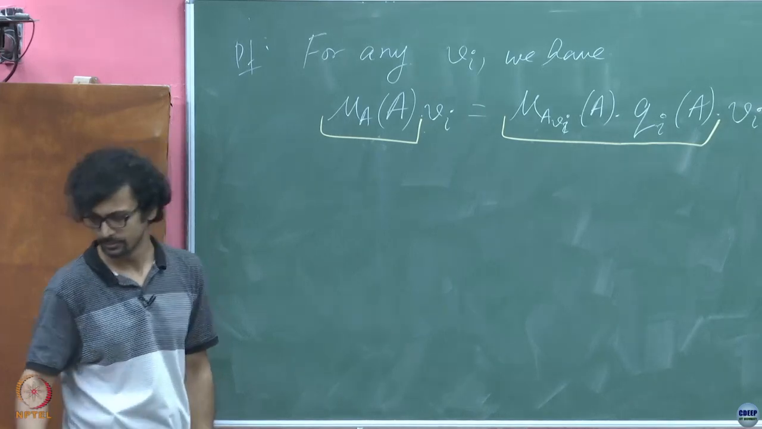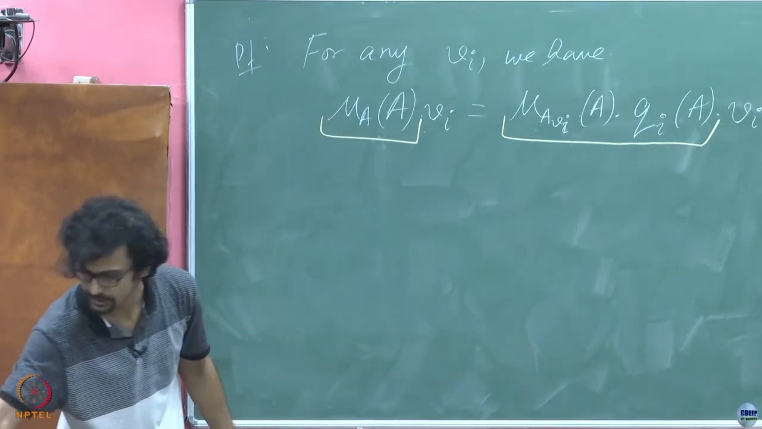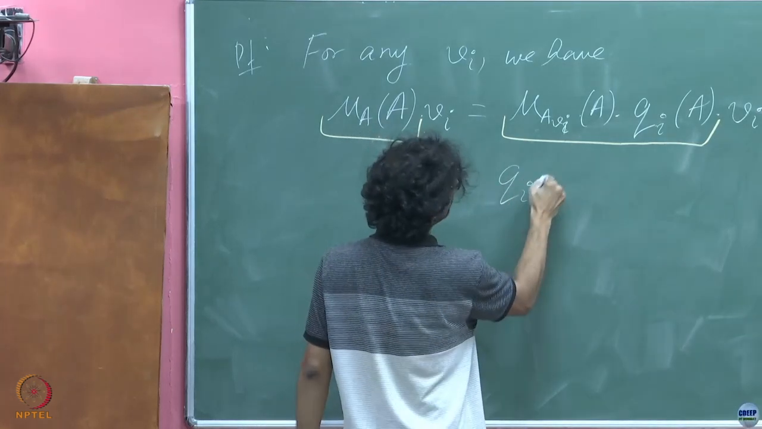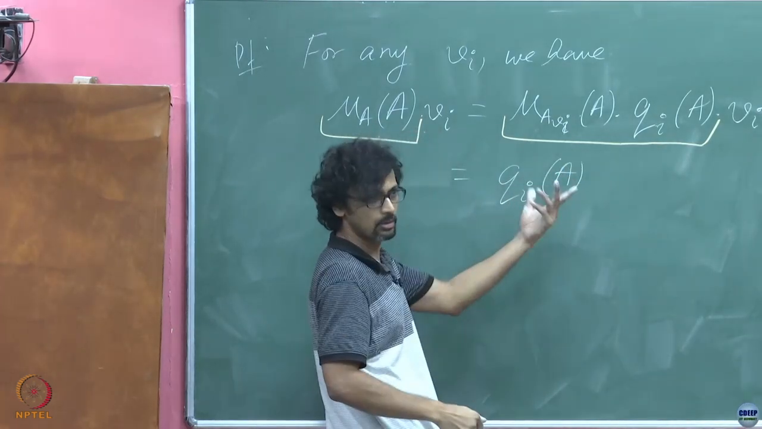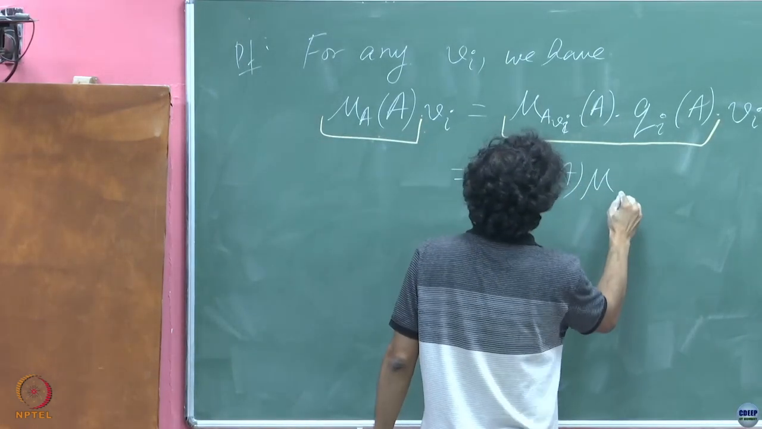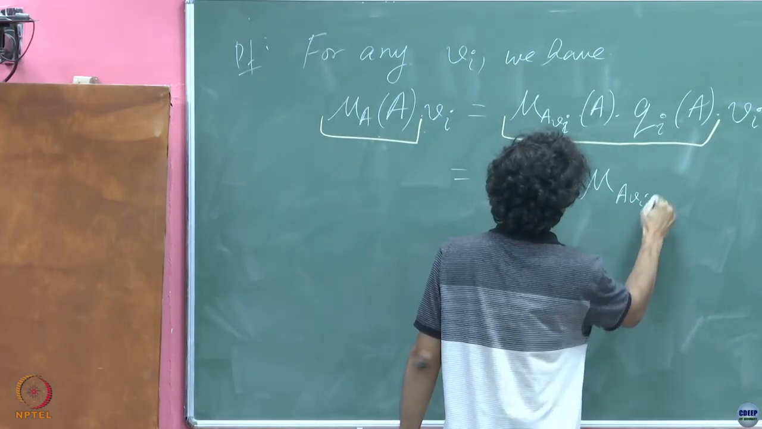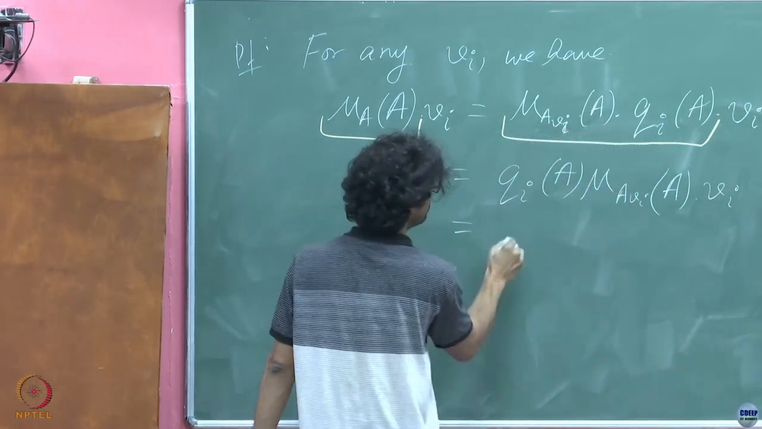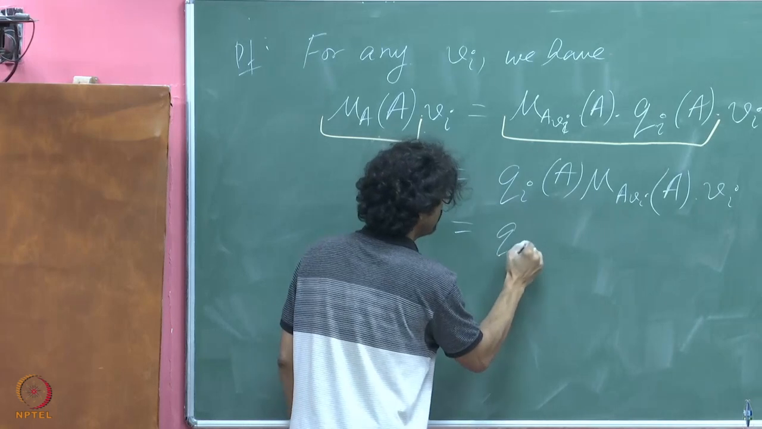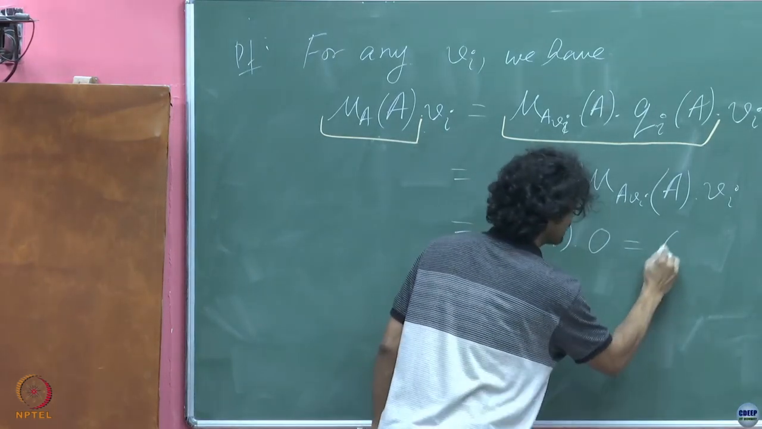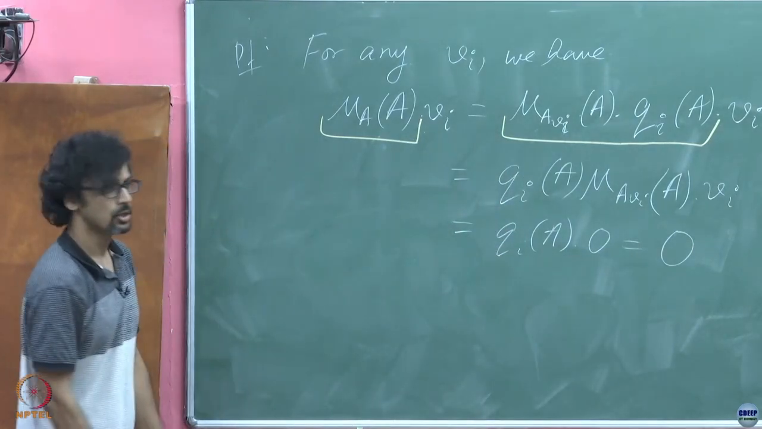You agree? Now if that is the case, this is equal to, of course I can play around with the order as before, polynomials of matrix A. The order is immaterial. q_i(A) times mu_{A,v_i}(A) acting on v_i is equal to q_i(A) on 0, which is nothing but 0. So what have I now seen?